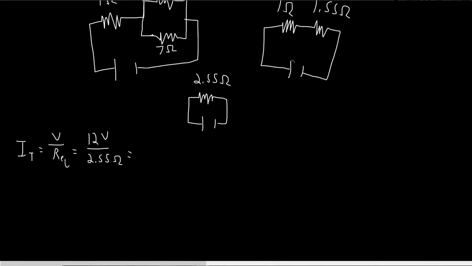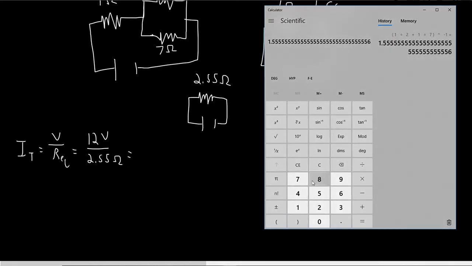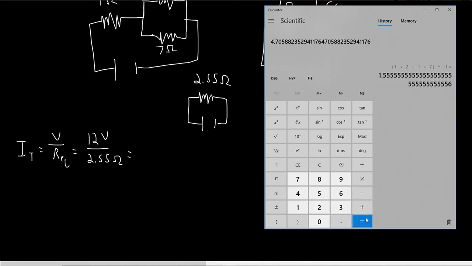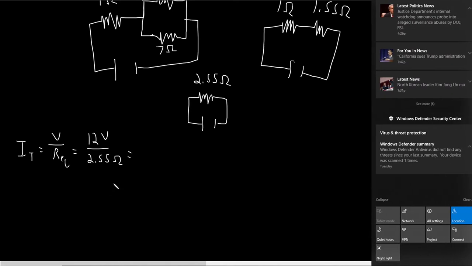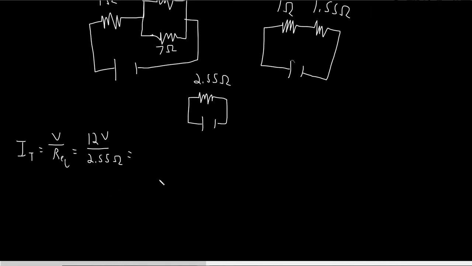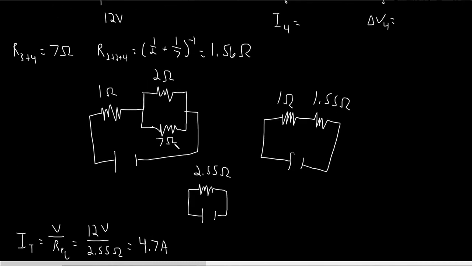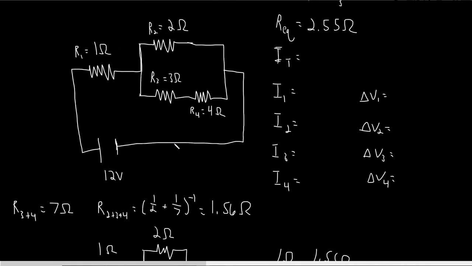I should be able to do that one maybe. But let's go 12 divided by 2.55. 4.7. Oh, good, that rounds easy. So the total current, 4.7 amps, is the total current flowing through this monstrosity right here. So 4.7 amps is my total current.